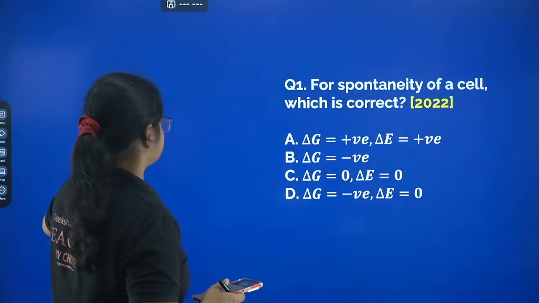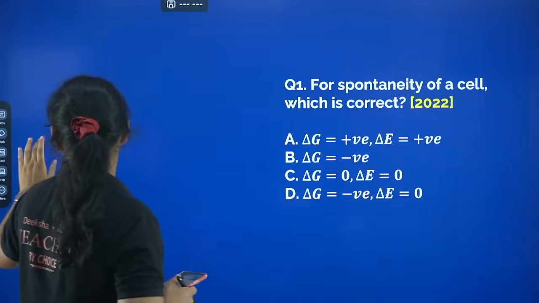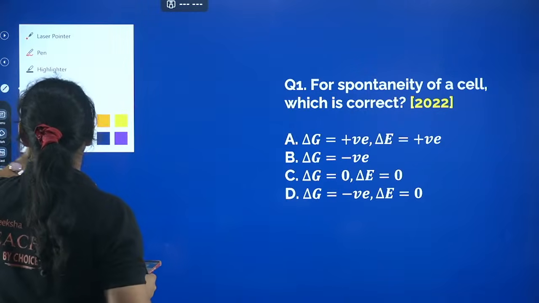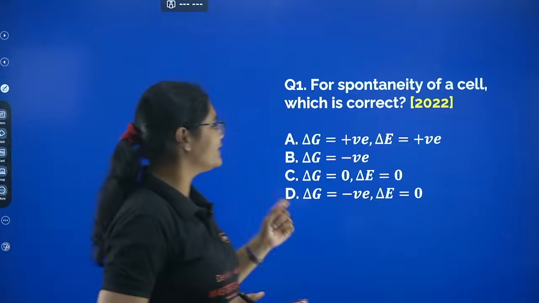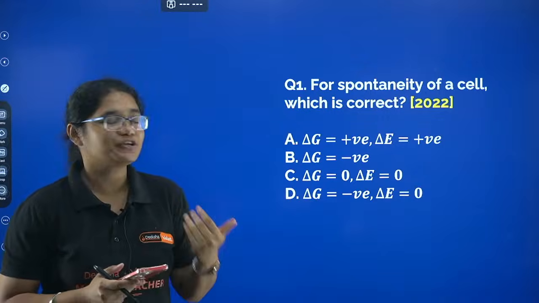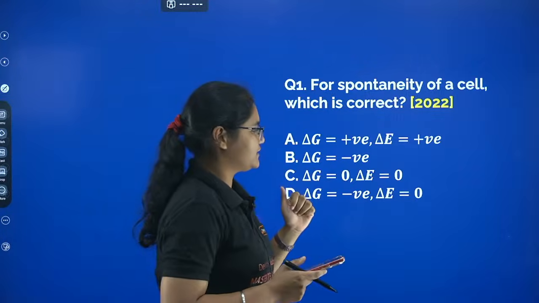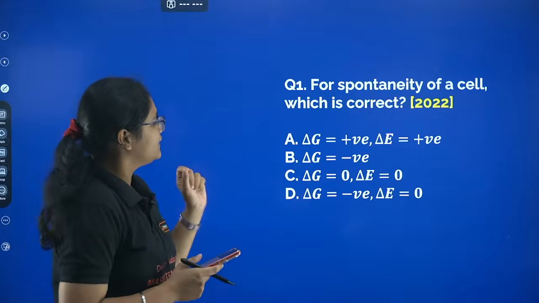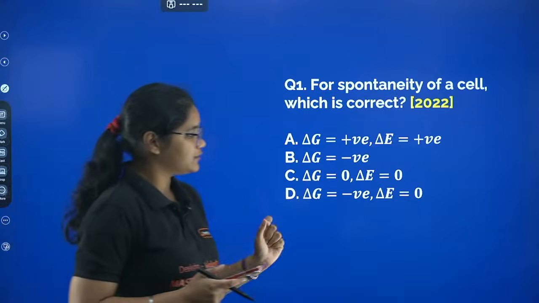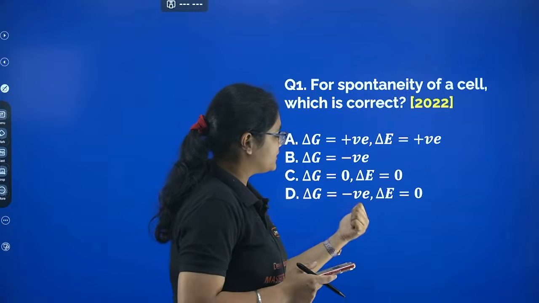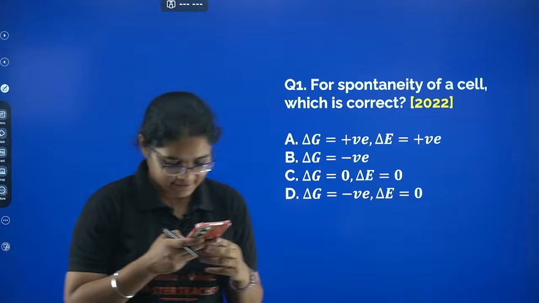The first question in front of you is a very simple and easy question. For the spontaneity of a reaction, which is correct? Delta G positive, delta E positive; delta G negative, delta G 0; delta E 0; delta G negative, delta E 0.